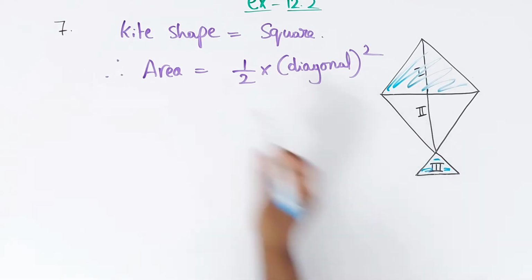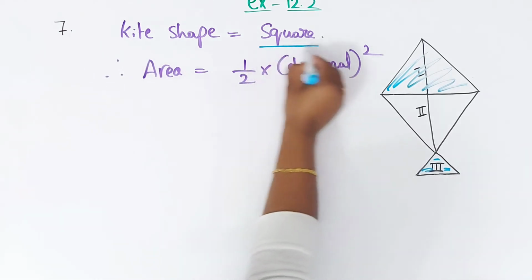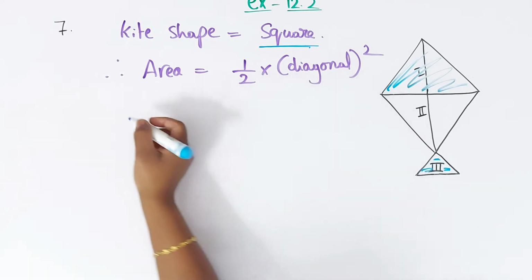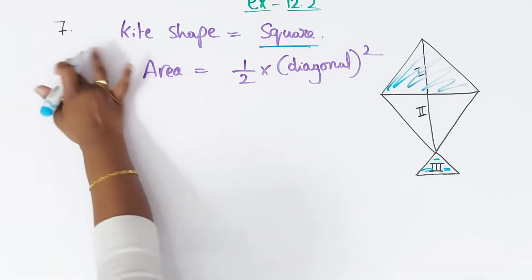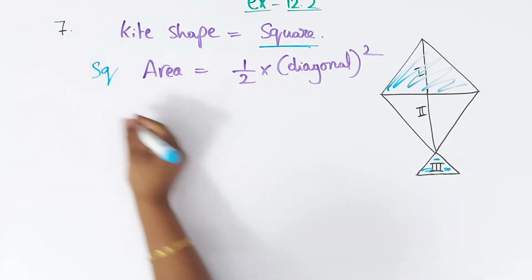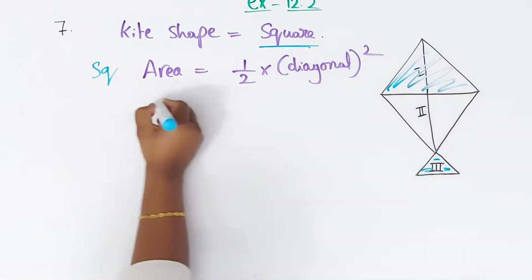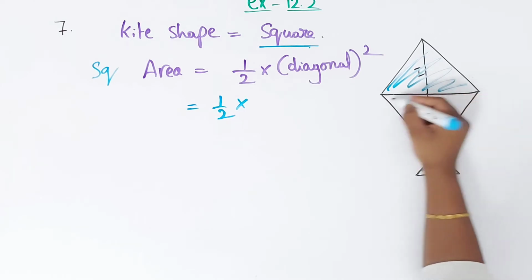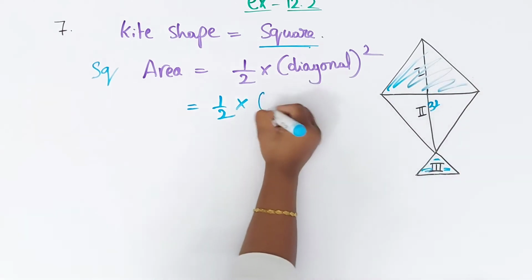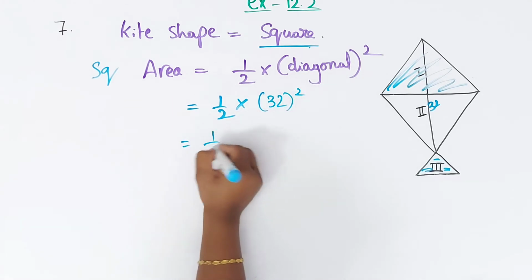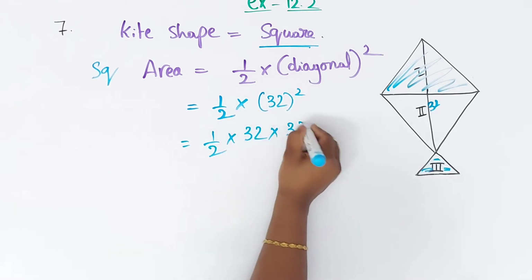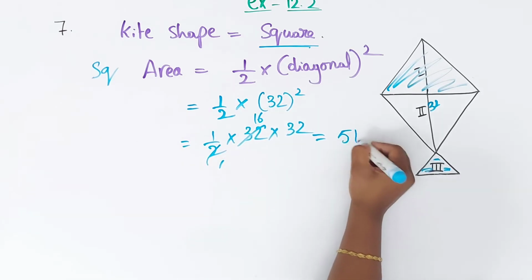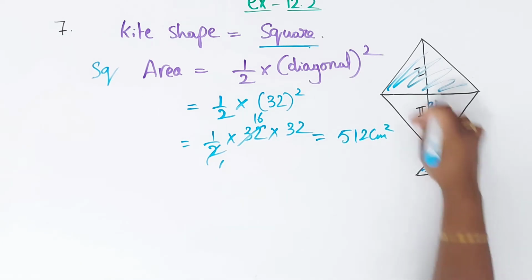So we have to find out this first shape area and second one area and the third one area separately. Right, children? In this question they have already mentioned that the kite is in the shape of a square. So that area formula equals half into diagonal square. Square area. Right, children? So full square area we will find out first, that equals half into diagonal, already mentioned that 32 centimeters. This is 32 and this is 32. Right, children? 32 square. Half into 32 into 32. 2 ones are 2, 16s are, children. 16 into 32, that is 512 centimeters square. This is full square area.